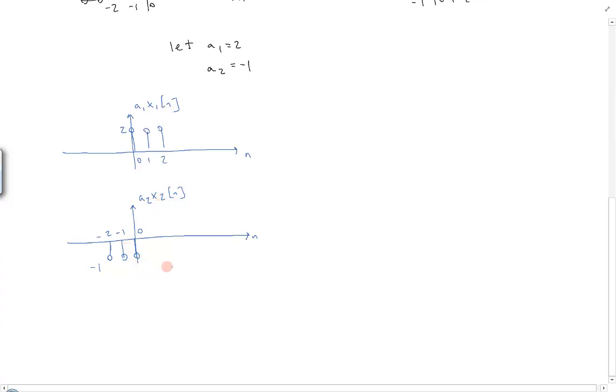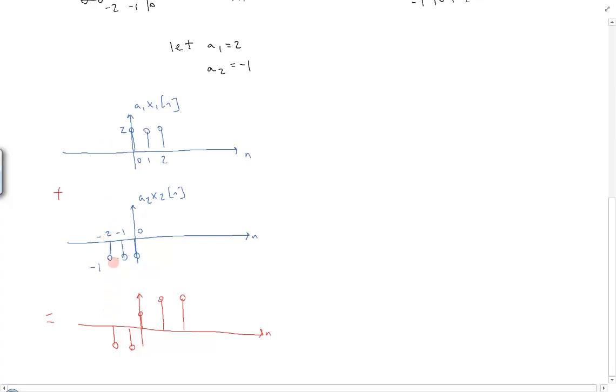And so the corresponding signal, if we add these two together, the actual input signal that we're putting into our system is going to be just the summation of these two, which looks like -1, -1, 1, 2, and 2.